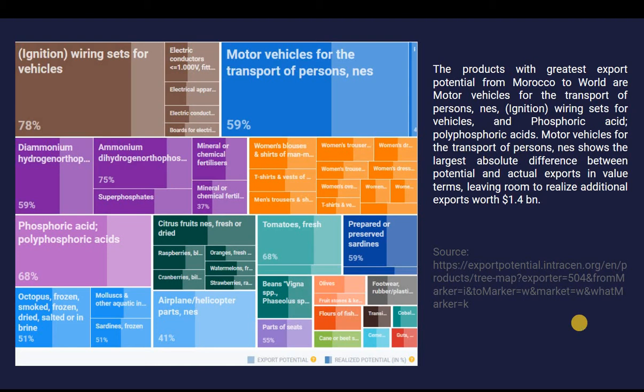In the same manner, Morocco has this export potential map. Like for example, they are exporting wiring sets for vehicles and only delivering 78% of it. So it means that there's still 22% waiting to be accommodated, maybe by another country or maybe by the same country. They just need to increase their production. And it goes for all of the products that they are exporting. Now, if you are a partner country, you could also look at some of their other offerings and enter an export agreement with them. Okay.